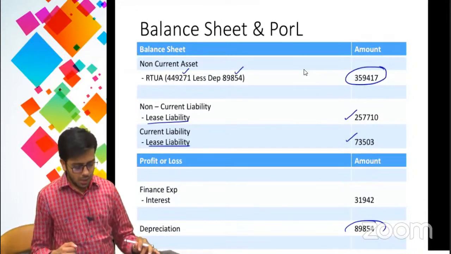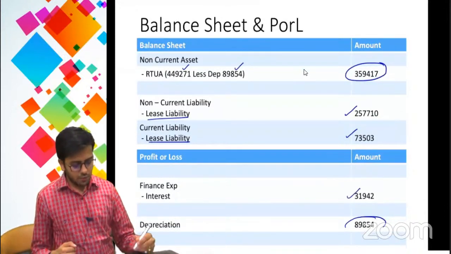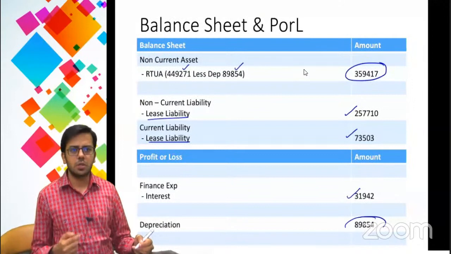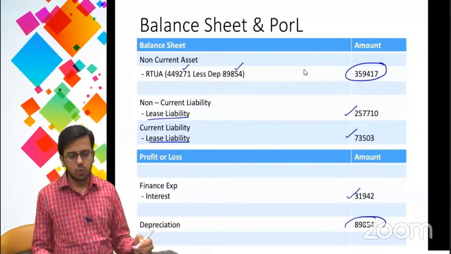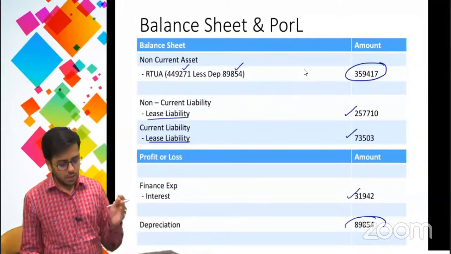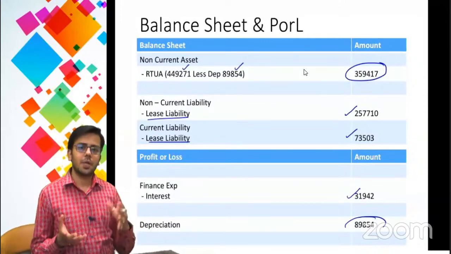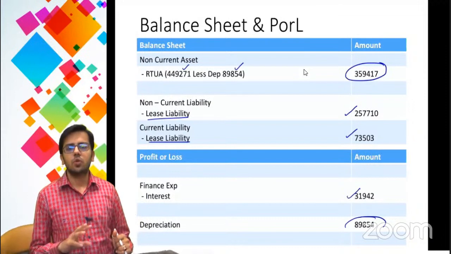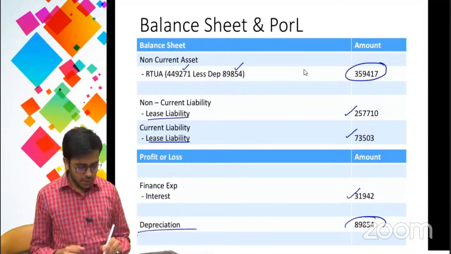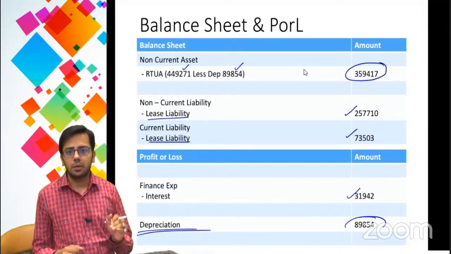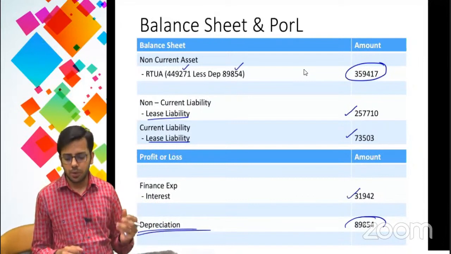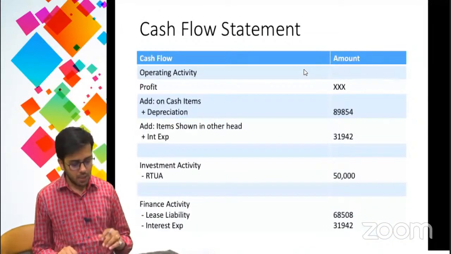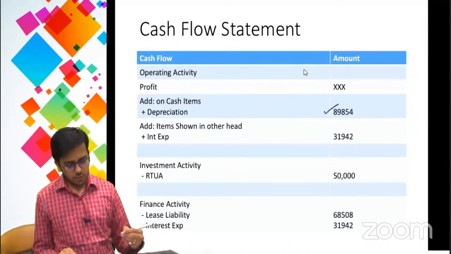Under PL, we have this finance cost, interest cost, and then we have depreciation. So there are two expenses that will be presented under the profit or loss statement. Now, starting with the cash flow statement, indirect method. As we know, non-cash expenses are added back while preparing the cash flow statement. So depreciation is always added back. We can see it over here.